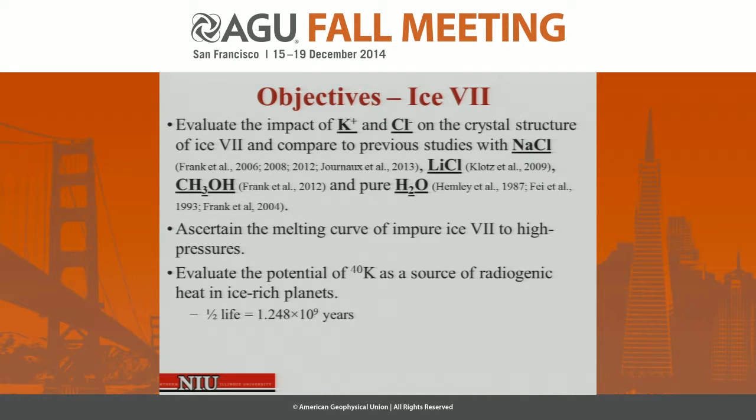And then at higher temperatures, there hasn't been a lot done on the high temperature side, just a couple of studies on Jornox and then the Frank et al. 2008 study, is what impact do these solutes have on the melting curve of ice 7? Can it be depressed? And that's what they found in those studies.